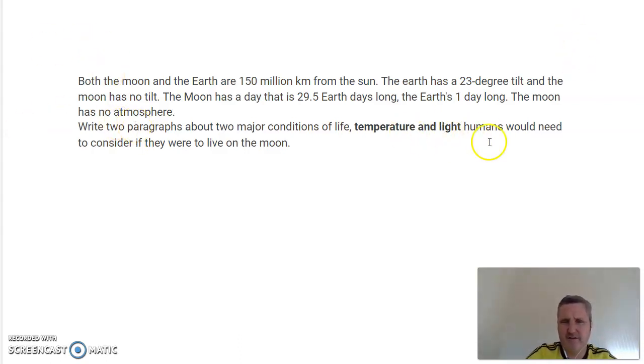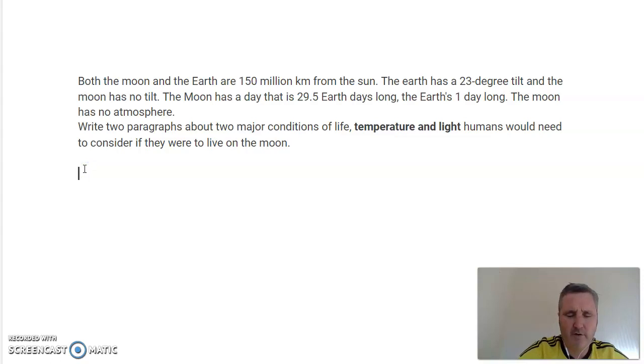In specific, I'm going to look at this question here, which is talking about living conditions on the Moon and Earth. It says that the Earth and the Moon are both 150 million kilometers from the Sun. The Earth has a 23-degree tilt, that's its axis from the plane of orbit, and the Moon has no tilt. The Moon has a day that is 29.5 Earth days long, and the Earth's is 1 day long. The Moon has no atmosphere, and as we know, the Earth does have an atmosphere. So we want to write two paragraphs on two major conditions of life, temperature and light, humans would need to consider if they went to live on the Moon.